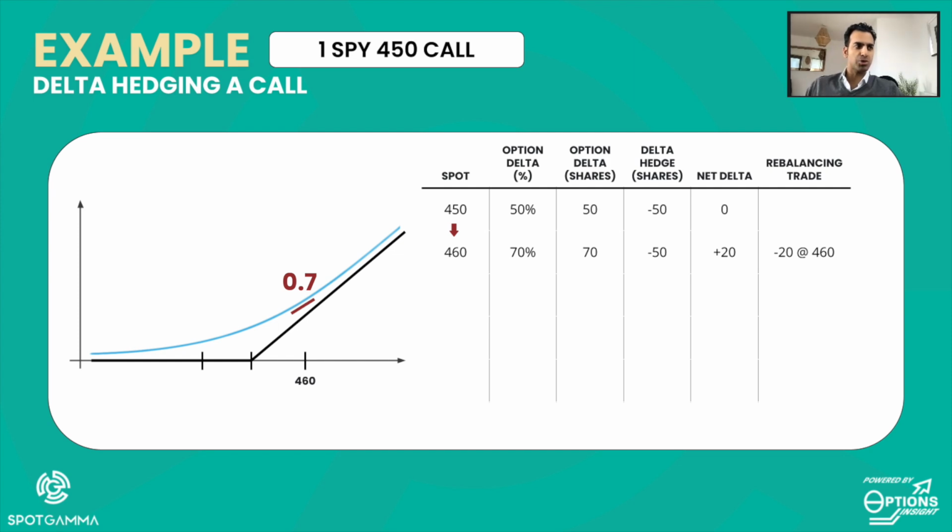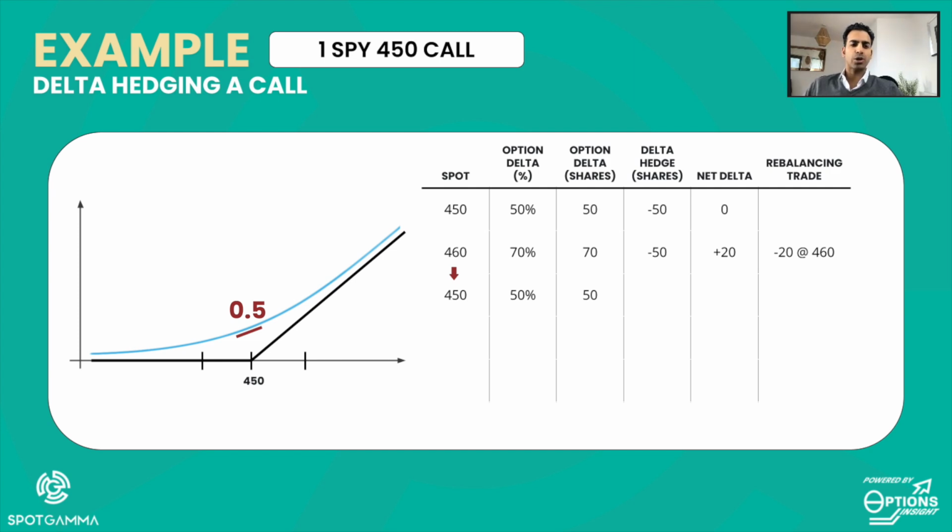Now, let's suppose the market moves again, but this time it goes straight back to 450. Well, what happens? We go from 460 to 450, and you can see on this call option that the delta is back to 50%. That is the equivalent of 50 shares.